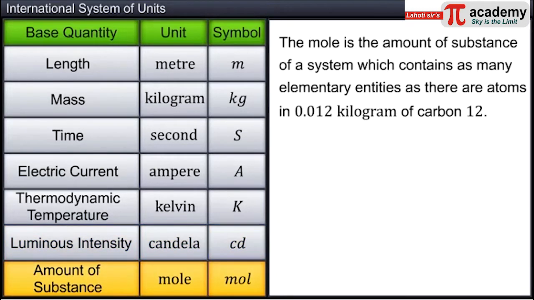An amount of substance which contains as many basic entities, such as atoms or molecules, in a system as equivalent to the number of atoms in a carbon-12 isotope is measured in mole, denoted by the small letters mol.